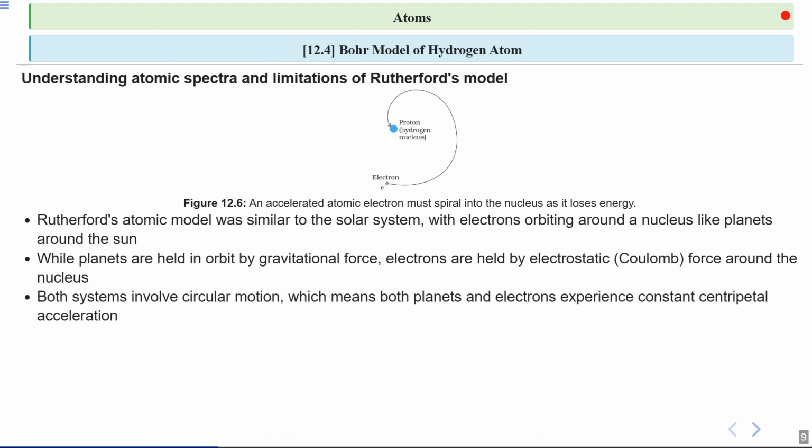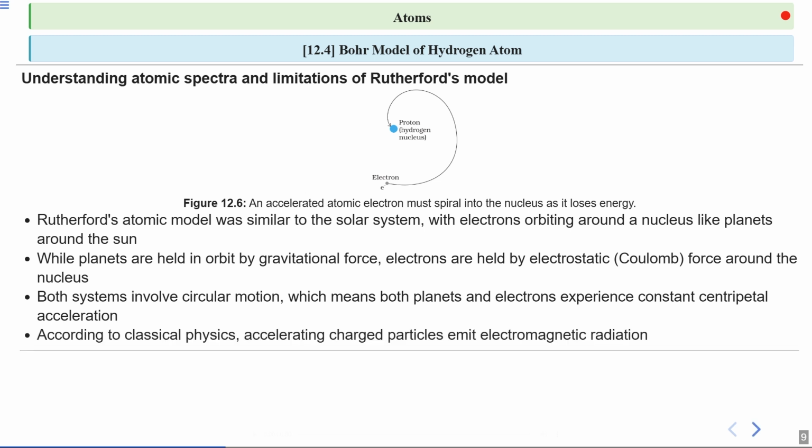Both planets and electrons move in circles, which means they are constantly changing direction. This change in direction is called centripetal acceleration. For example, even if a planet moves at a constant speed, it's still accelerating towards the center of its orbit. The same is true for the electrons in the Rutherford model. According to classical physics, an accelerating charged particle emits electromagnetic radiation.